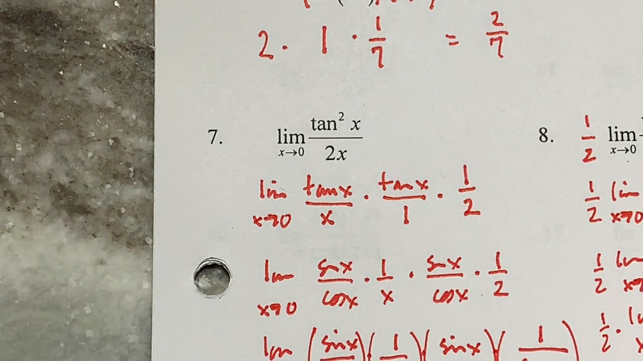So look, now I have rules. Sine x over x, both of those are equal to 1. 1 over cosine of 0. Cosine of 0 is 1, so that gives me 1. That gives me a 1. And don't forget, I still have the 1/2 on the outside. So all of this ends up being 1/2.